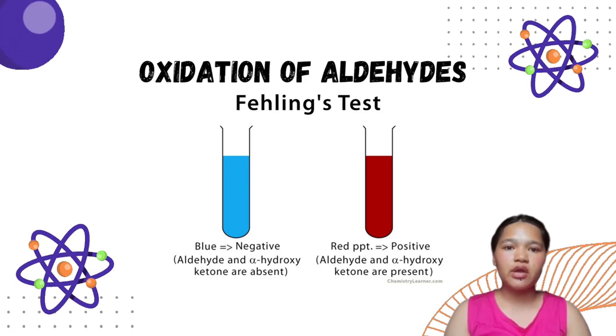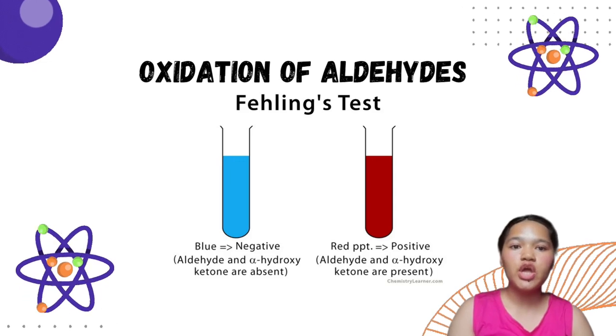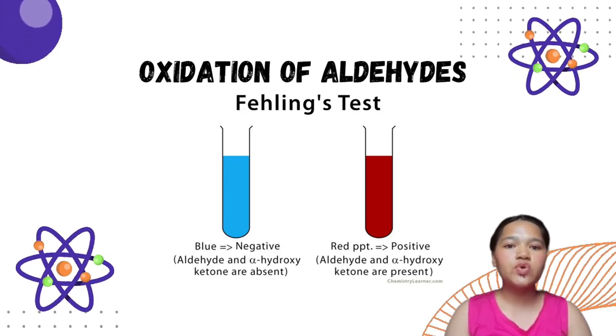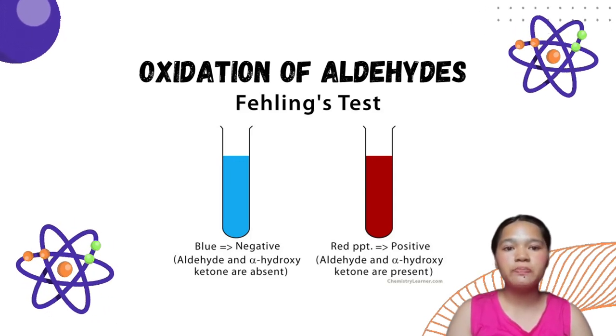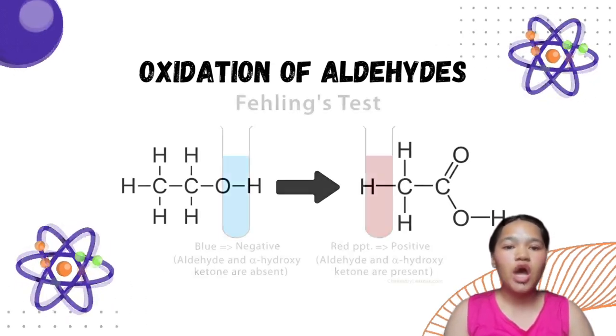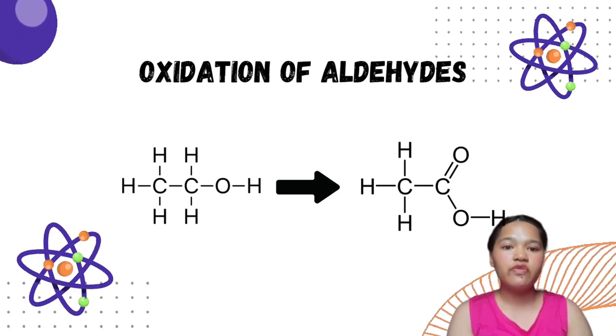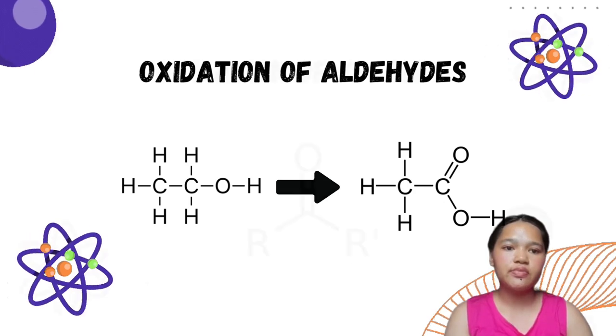This reaction can be carried out using different oxidizing agents, such as Fehling's solution, where the copper ions are reduced to copper oxide, forming a red precipitate as the aldehyde is oxidized to a carboxylate. Another example is when ethanal is oxidized, it forms ethanoic acid.